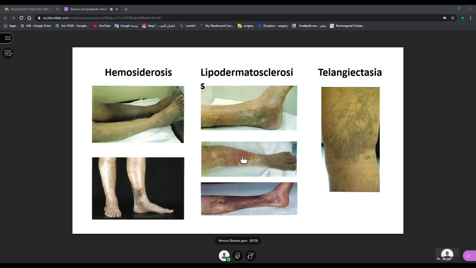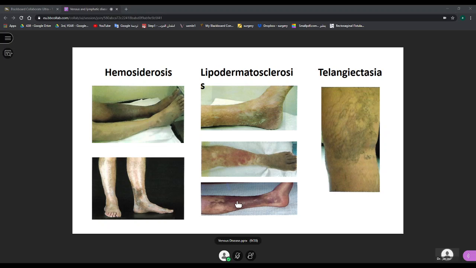What do you see here? Some sort of redness here, some sort of inflammation. Yes. So sometimes the patient might present with eczema. Sometimes the patient might present with inflammation which mimics eczema. This is one of the presentations. Okay. Here, lower down, again we can see some sort of pigmentation.